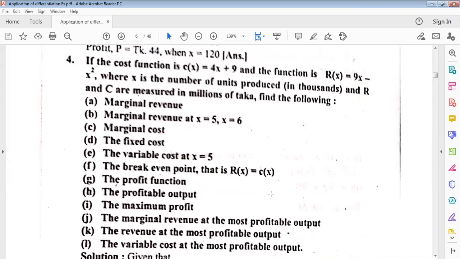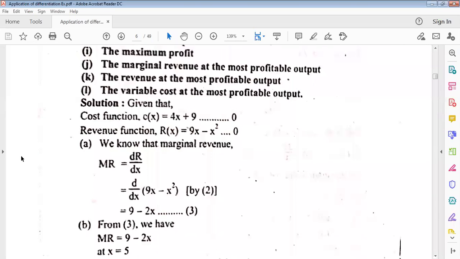That means in these 12 items we have to use differentiation. We are actually applying differential calculus in business and economics also. Now this is the given cost function, 4x + 9. This is equation number 1. Revenue function R(x) = 9x - x². This is equation number 2. Here is a printing mistake. This will be equation number 1, and this R will be equation number 2.